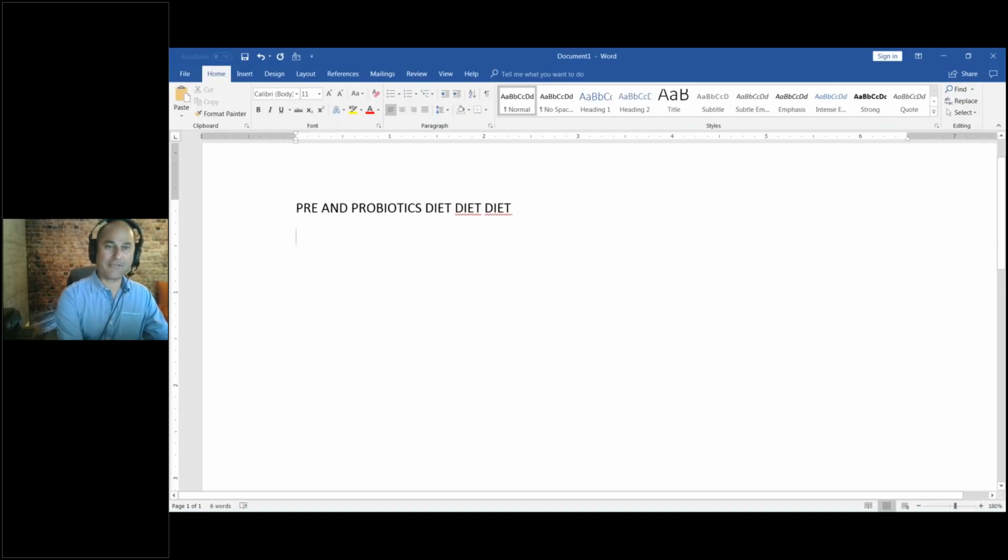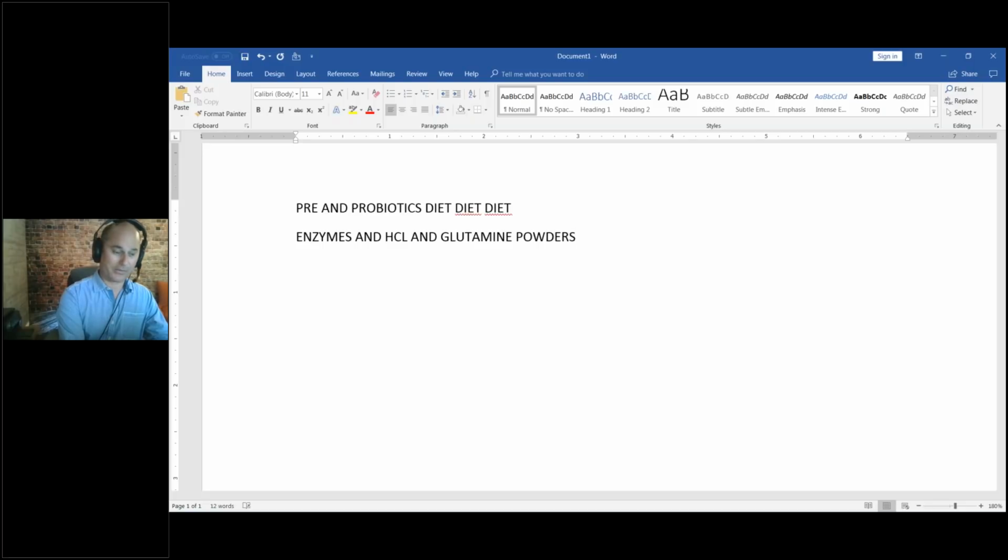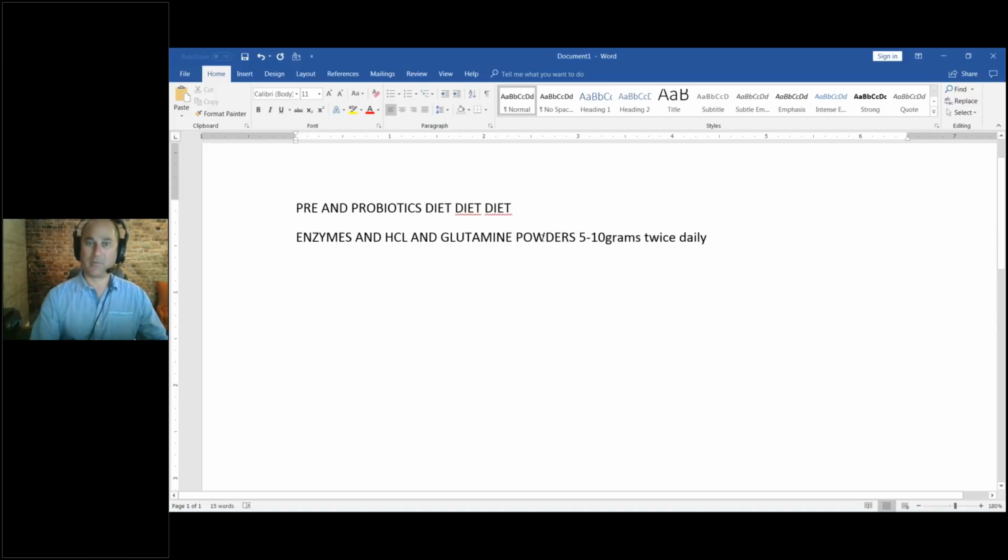And the next level up is you can do prebiotics, probiotics, and enzymes, HCl, and glutamine powders. And if you're going to use glutamine powders, don't be a wuss about it. Give them at least 5 to 10 grams twice daily. Don't give them like 1,000 milligrams or something. You really want to crank up the glutamine powders. 5 to 10 grams twice daily.